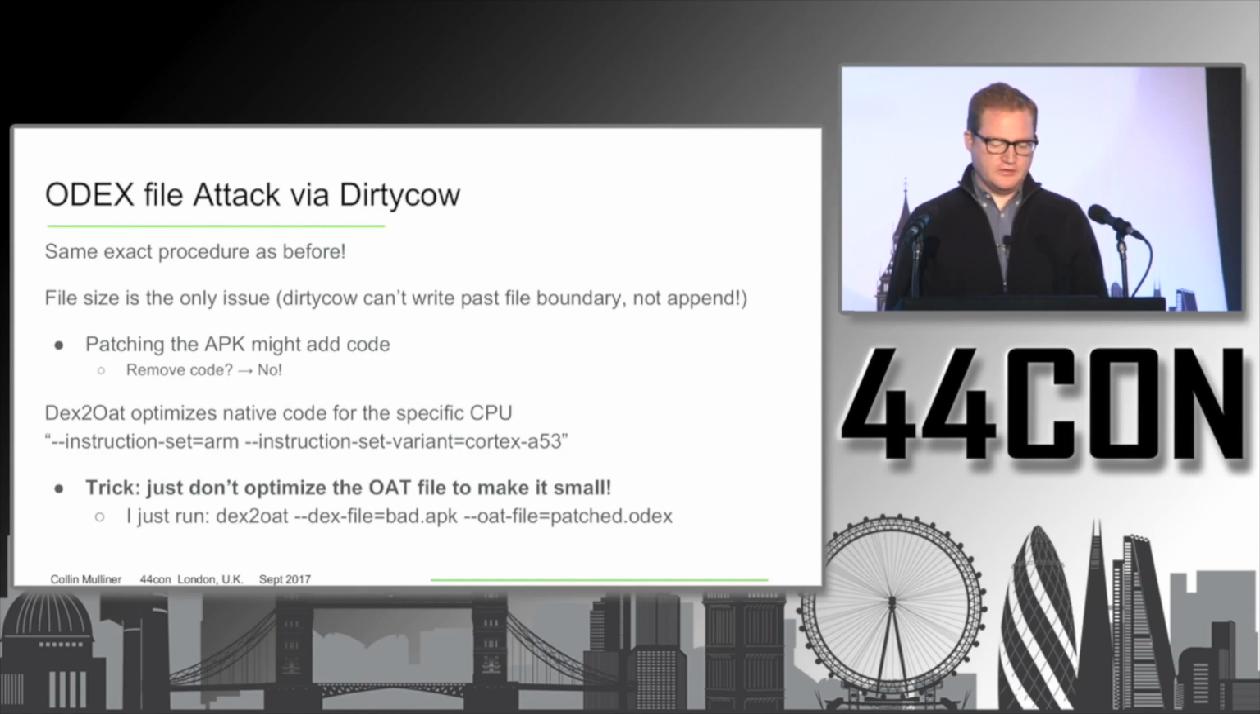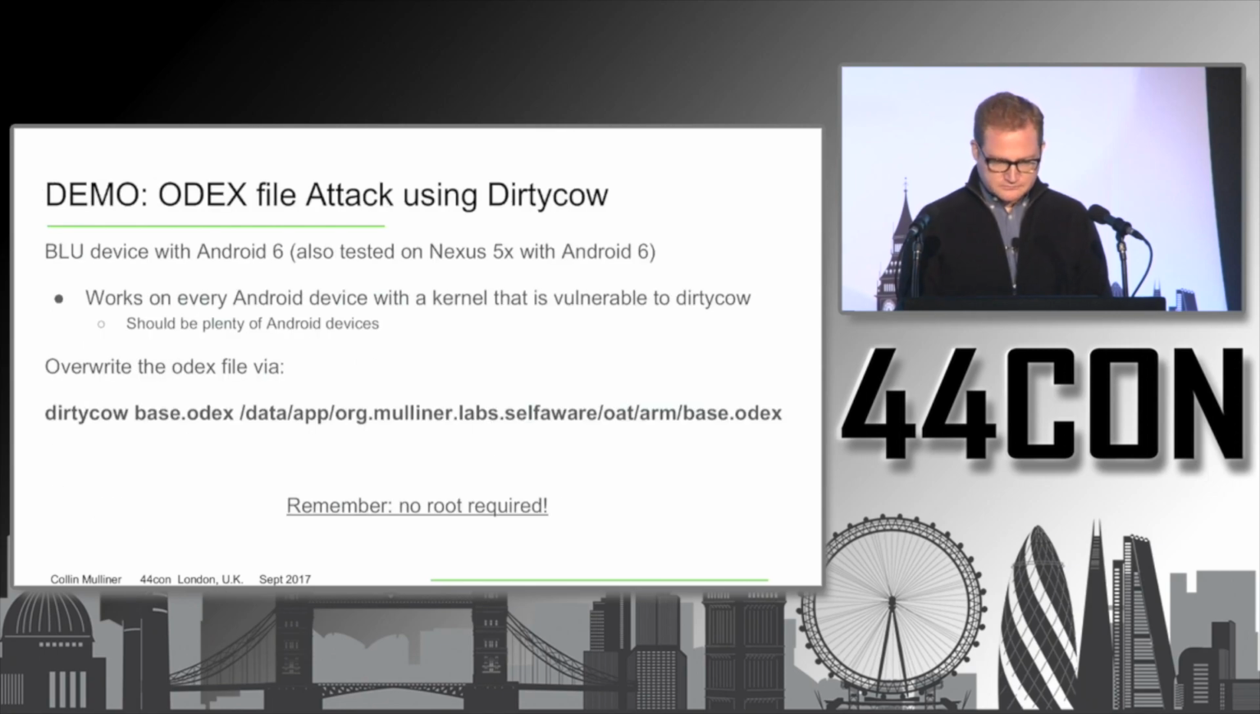But one easy trick is, if you know how ODEX and all of this stuff works, DEX to ODEX is an LLVM-based compiler. Compilers have optimizers, and normally to get something fast you do CPU optimization, which often blows up the binary size. So you can just compile without optimizations, and then even if you added a bunch of code, your output file is smaller, and you can easily Dirtycow and overwrite your target.